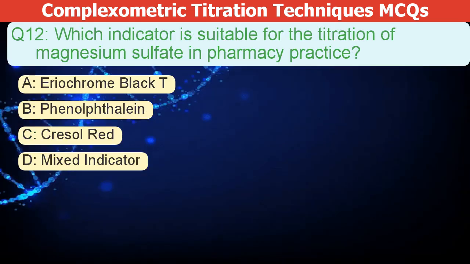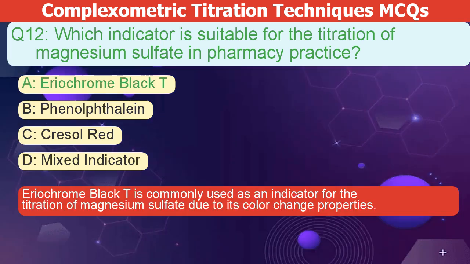Which indicator is suitable for the titration of magnesium sulfate in pharmacy practice? A. Eriochrome Black T. B. Phenolphthalein. C. Cresol red. D. Mixed indicator. The correct answer is A. Eriochrome Black T is commonly used as an indicator for the titration of magnesium sulfate due to its color change properties.